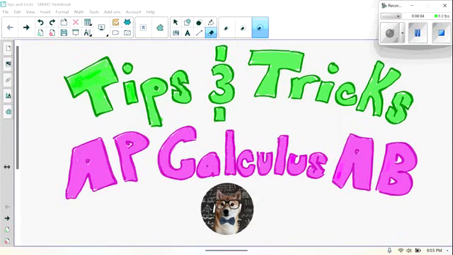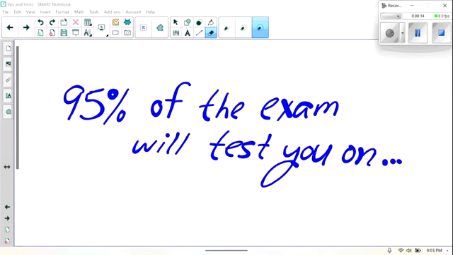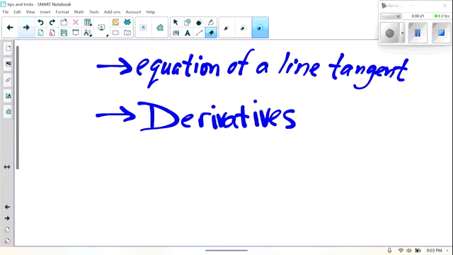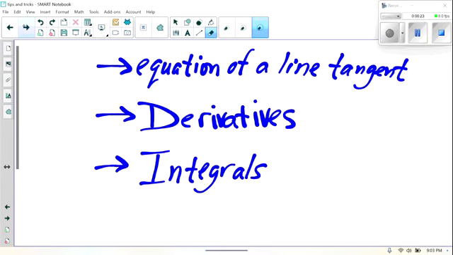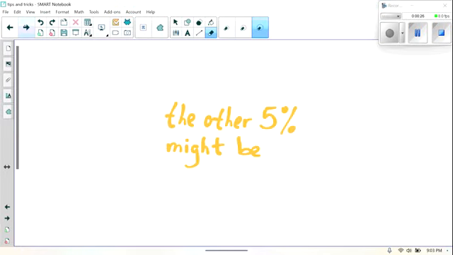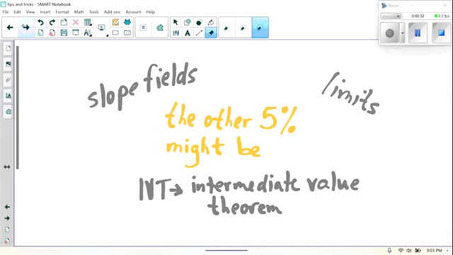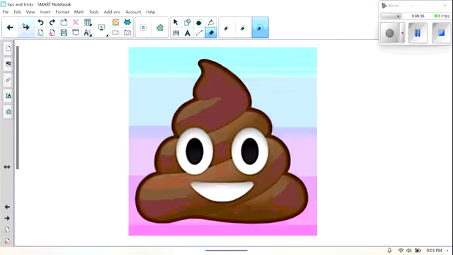Here we go. Some tips and tricks for the AP Calculus AB exam that you should know. And maybe you know them, you should probably remember them. 95% of the exam will test you on equation of a line, derivatives, and shockingly, integrals. The other 5% might be limits, slope fields, intermediate value theorem, and other stuff like that.